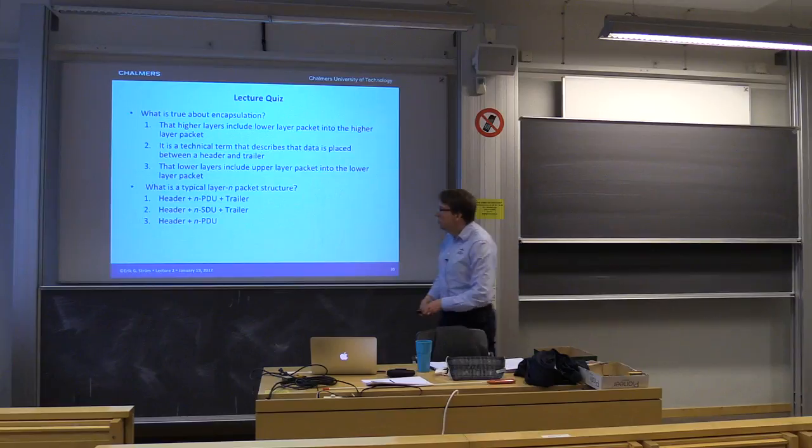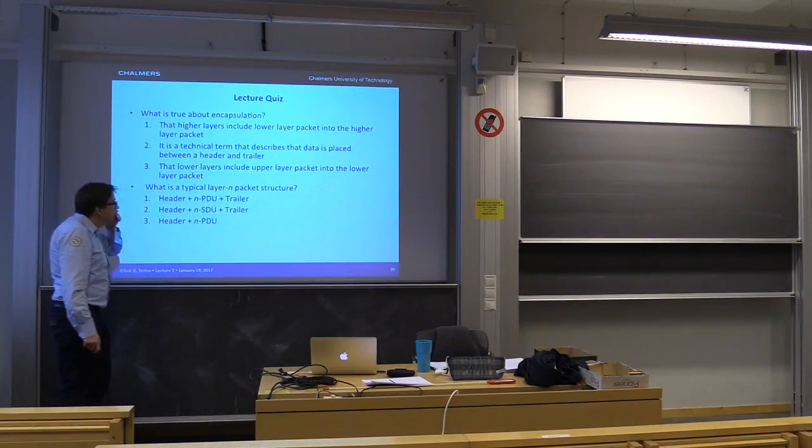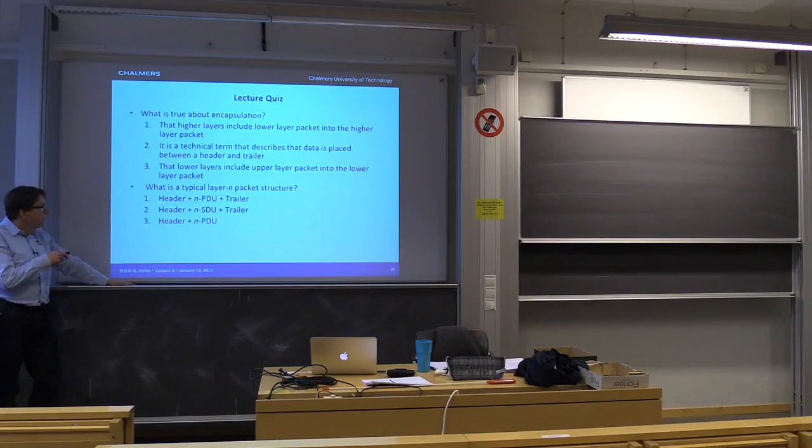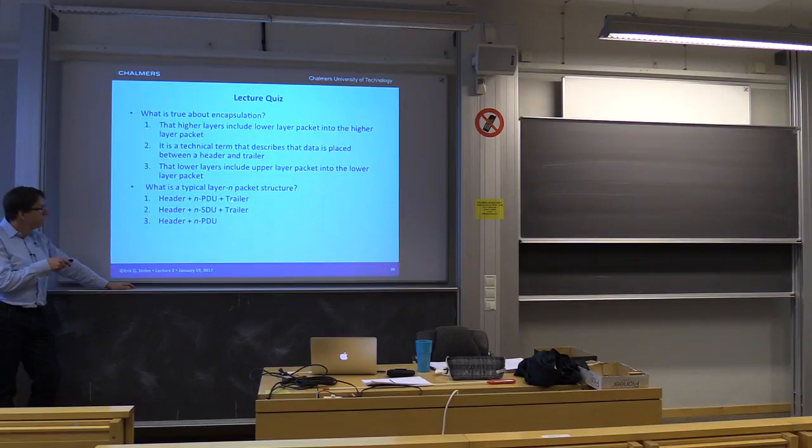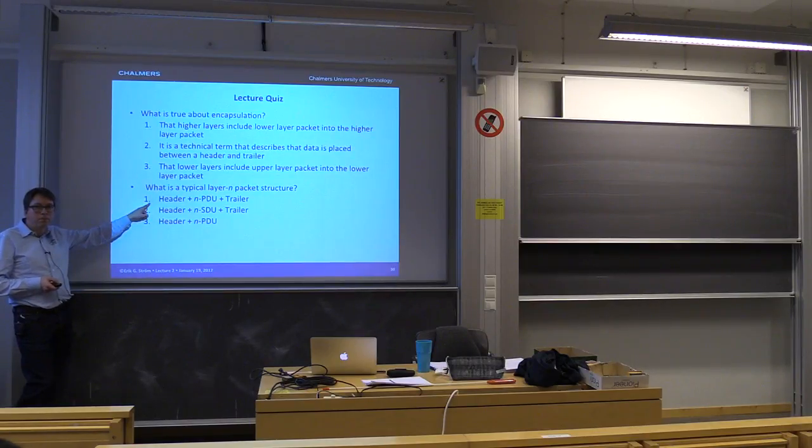But here it becomes tricky. What is a typical layer n packet structure? One: header plus n PDU plus trailer. Two: header plus n SDU plus trailer. Three: header plus n PDU. Who's for 1? Who's for 2? And who's for 3? Okay, so here's a little bit tricky, and some form of this will surely come up on the quiz.